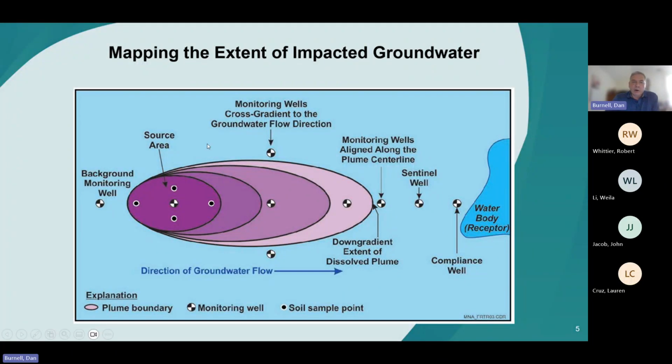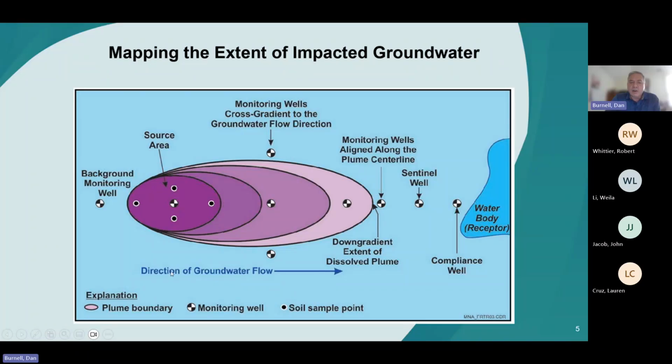Typically, some borings may be drilled to figure out where the spill occurred. A few monitoring wells may be installed near the source area where the highest concentrations are. We'll typically have a background well too, to look at the background groundwater quality. And we also like to have wells on the edges of where the impacted groundwater plume is.